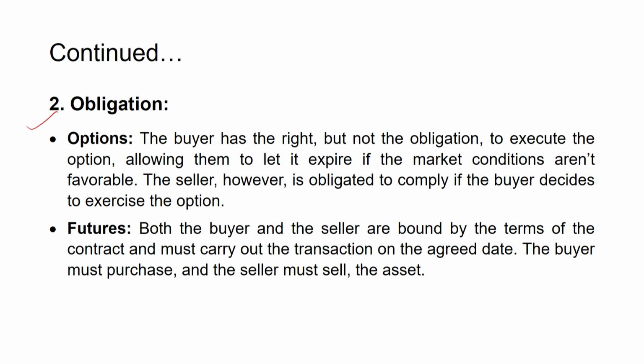Next is on the basis of obligation. If we compare the two types of contract, the option has the right but not the obligation, whereas in the case of the future contract, both the buyer and seller are bound by the terms and conditions under the contract. That means they must carry out the transaction on the agreed date. The buyer must purchase as well as the seller must sell the asset under the future derivative contract.